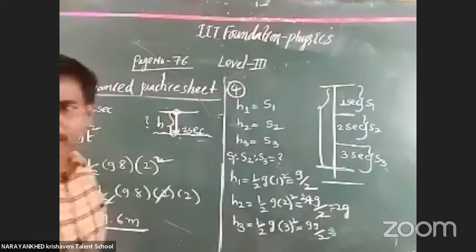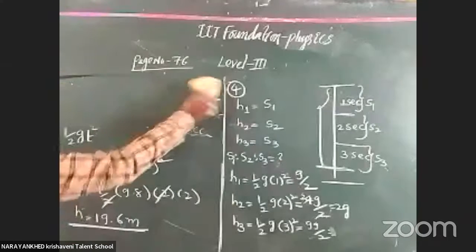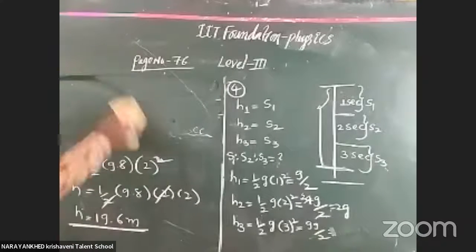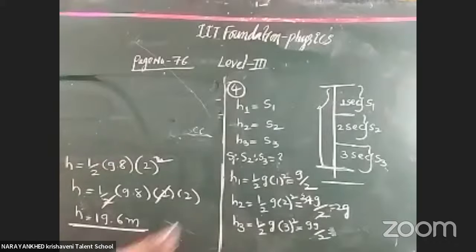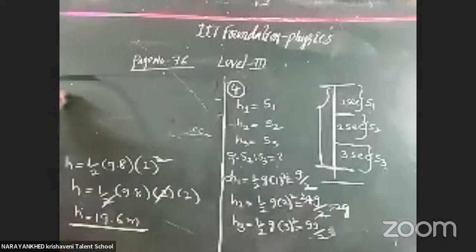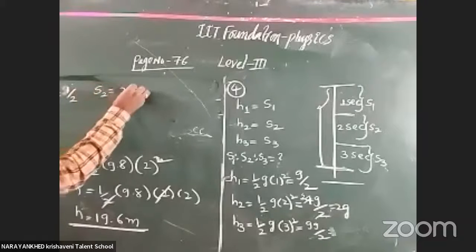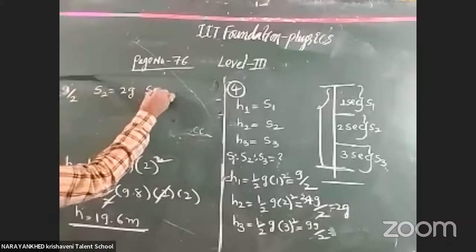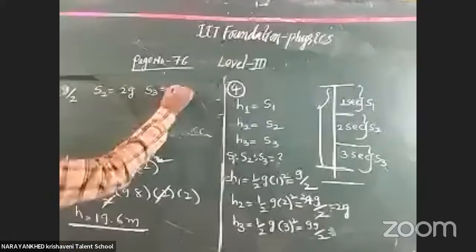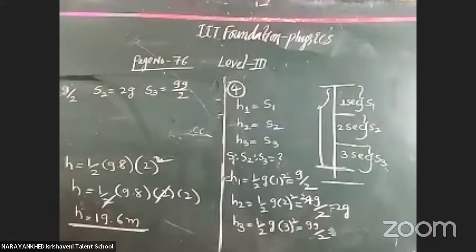There is the third second capacity. Now we get the ratio. What is the ratio? One check it. What is the ratio of it? Yes, that is only S1. H1 is equal to S1. S1 is equal to how much here? G by 2. Next, S2 is equal to how much here? 2G. Next, S3 is equal to how much here? Yes, 9 into G by 2. Got it? 9 into G by 2.